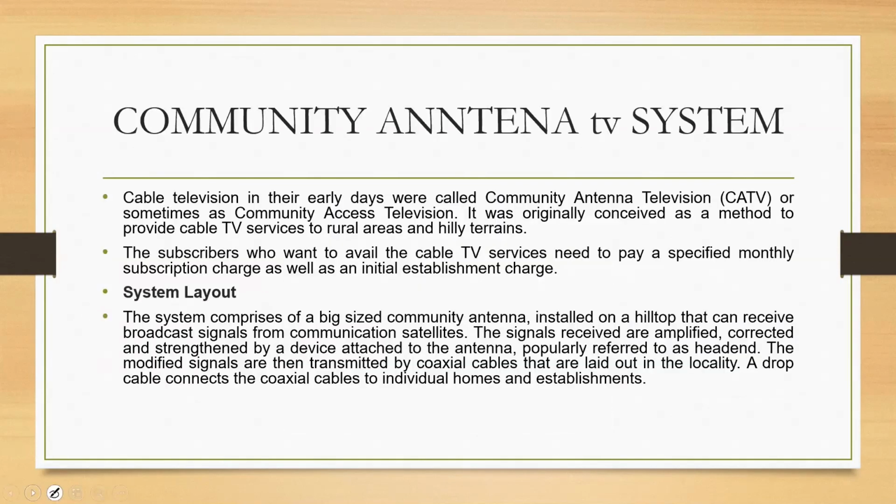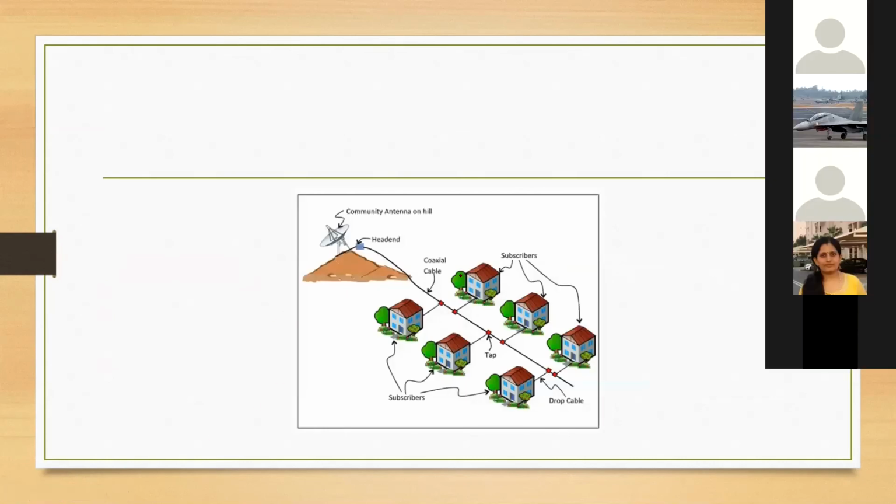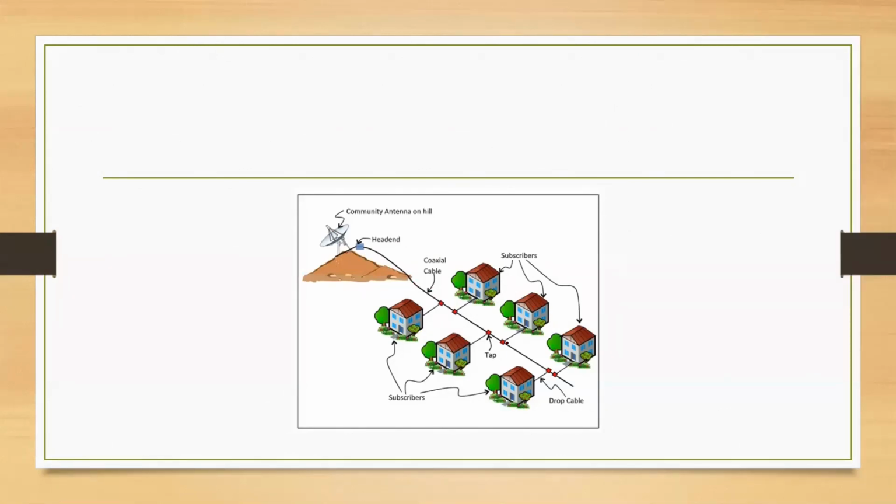The community antenna is also on a similar concept. You have one community antenna on a hill, and that is basically distributing the signal to all, rather than having one receiver earth station at each.